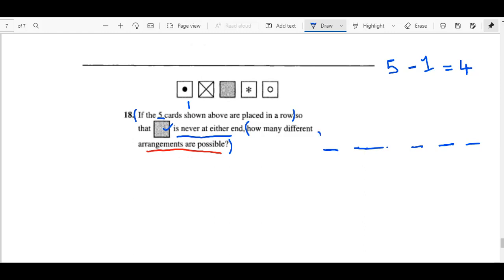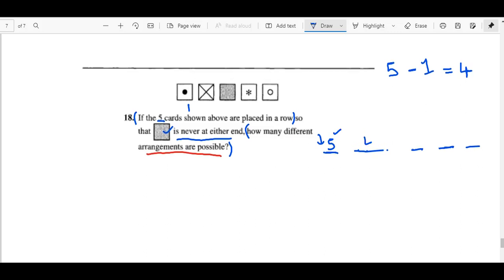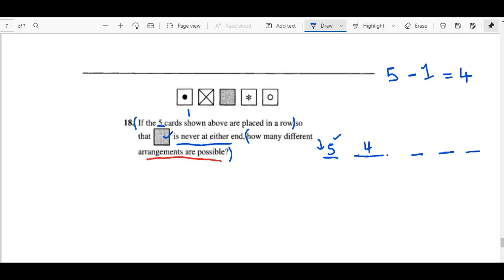Okay. So if the question only said that we have 5 cards, how many different arrangements are possible? For the first position, we have 5 options. We write 5 here. Once we have used one option here, we are left with 4 only. Then we have used 2 options, we are left with 3 only. Then 2 only, and then 1 only, right? So this would have been the solution if the question was this straightforward. So you need to understand that initially we had 5 options, but for the second position, we only have 4 options because we have used one option in the first position, okay?